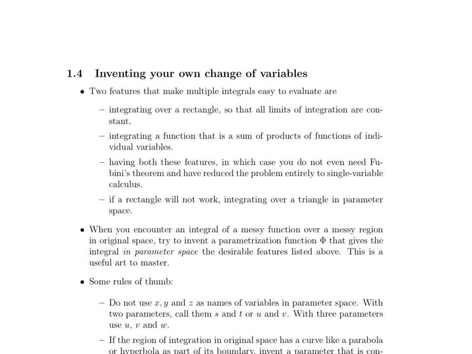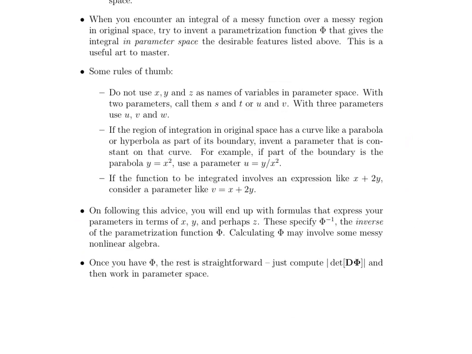Some general rules of thumb as you do this. When you're changing into a different coordinate system, do not use the names x, y, and z. It will be completely and totally confusing. If you're changing into an R2 new coordinate system, use s and t or u and v. With 3 parameters, use u, v, and w. Parameters are the names that we give to things like r, theta, phi. That's what we mean by parameters. But don't use the same names again.